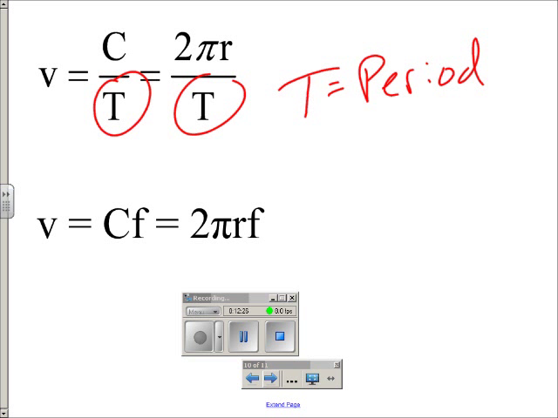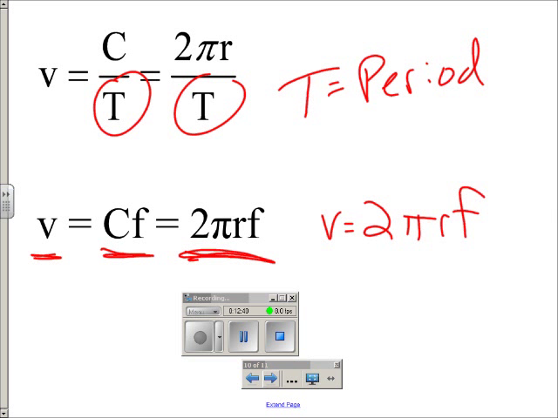Now, it also turns out, using a little bit more algebra, instead of dividing by period, you can multiply by frequency. So you can find your velocity by doing circumference times frequency, or take 2 pi r and multiply by your frequency. This one is probably the one that I use the most often, for no real reason except that I tend to prefer multiplying over dividing because I don't like fractions. So there you go. So let's do a quick example.